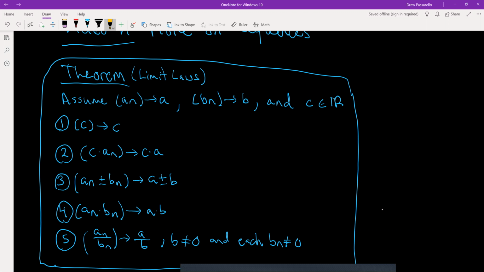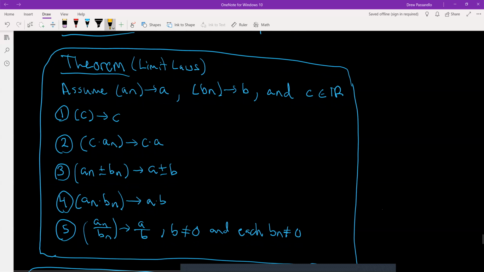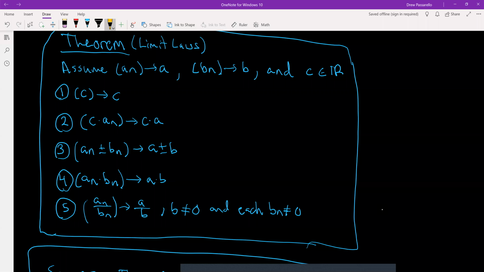For multiplication, if you multiply the two together, you get the product of the limits. So a_n times b_n converges to ab. And same thing for division. If you divide the sequences, you get the quotient of the limits. That's provided that the denominator b is not 0 and that the sequence b_n is not 0 for all of the indices n. All right, so this isn't anything new here. I just figured I'd go ahead and write these out.